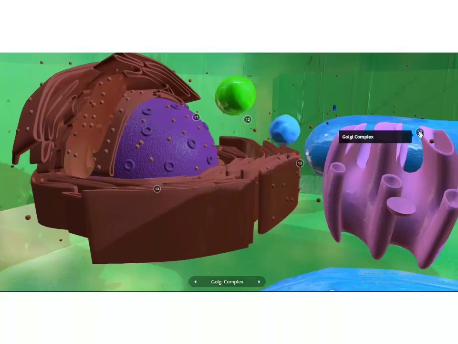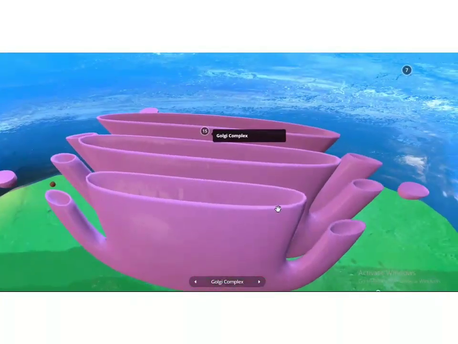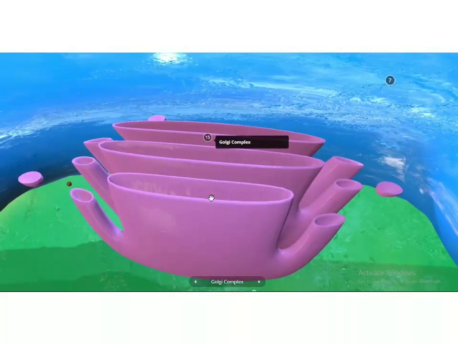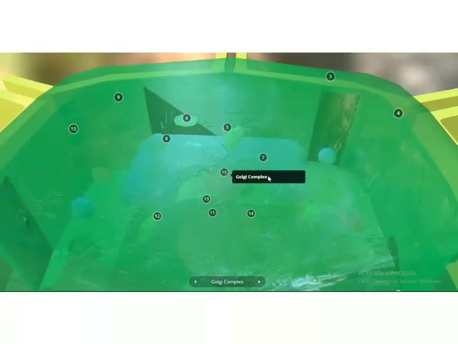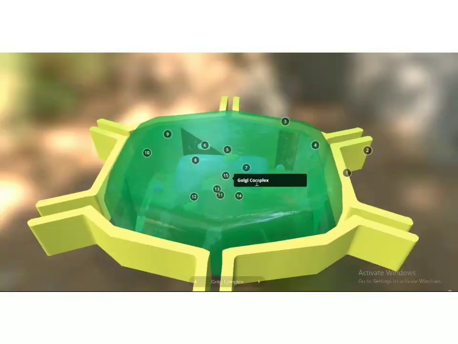Now see this one. This is the Golgi body, and it can be round. See, these are the round Golgi bodies, and here it can be a folded membrane sac. Usually this Golgi body is found near the nucleus, and it can secrete enzymes and hormones. So this is the overall structure of a plant cell.